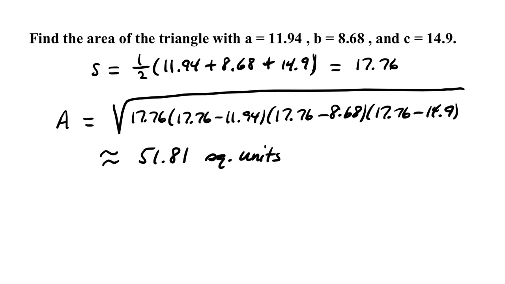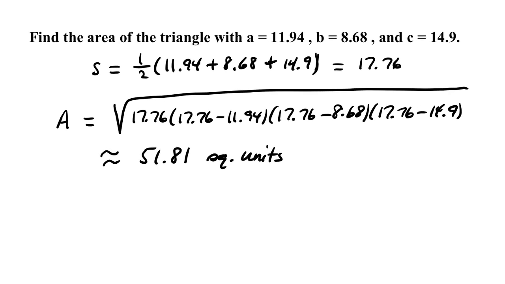We also did this one in class. Find the area of the triangle with the 3 sides given. No matter if the numbers are friendly or not, you still add them all up and divide by 2. The triangle in this problem has a semi-perimeter of 17.76.